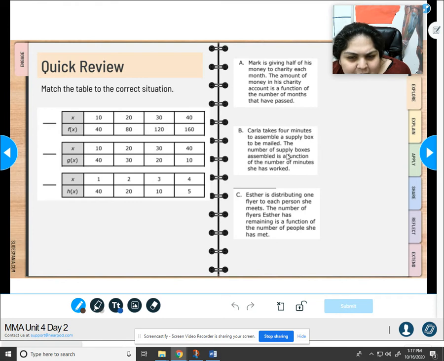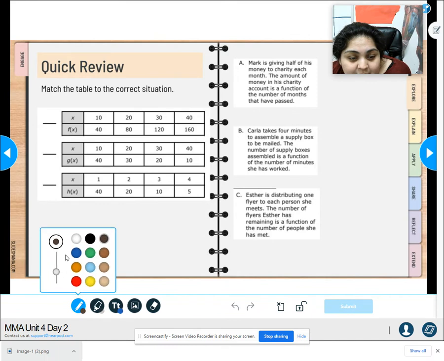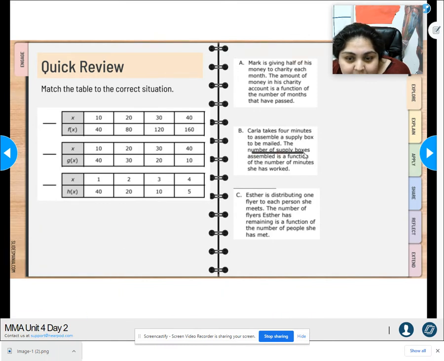Okay, because it says the number of supply boxes assembled is a function of the number of minutes. So the supply boxes is what the y is. Okay. My y is the number of boxes. Okay, because I see the word function. It's always y and then function and then the x. Okay.